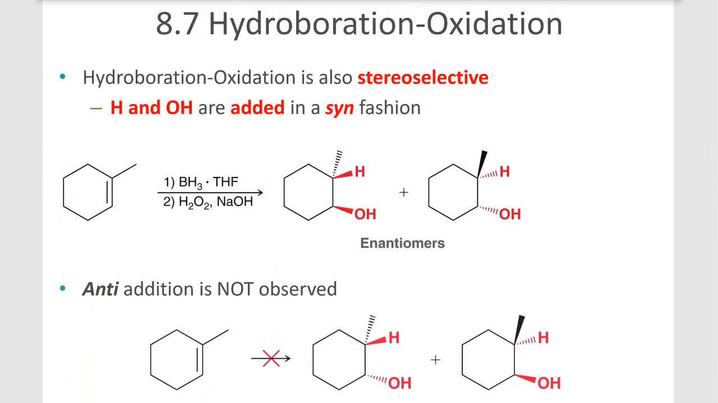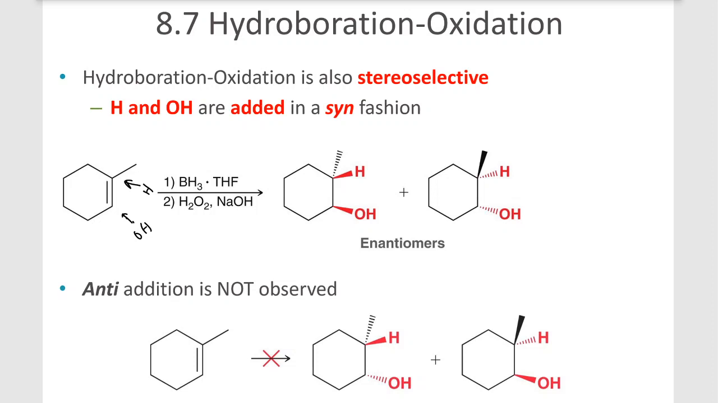So in the first step, for this reaction, our reaction is stereoselective and it's also regioselective. So remember, we've got anti-Markovnikov addition where the OH is going to go to the less substituted side, the H is going to go to the more substituted side, but it turns out that we also get syn addition where the H and OH will either add to the top side or the bottom side.